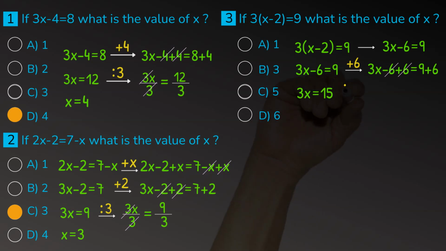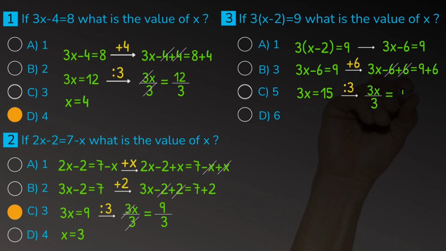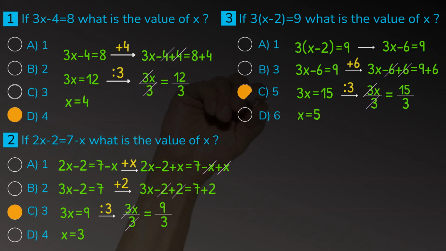Now, as before, we're going to divide by 3 so we can isolate x. We have 3x divided by 3 is equal to 15 divided by 3. The 3's cancel out on the left-hand side, giving us x on its own. And 15 divided by 3 is 5. So x is equal to 5. And the answer is C.